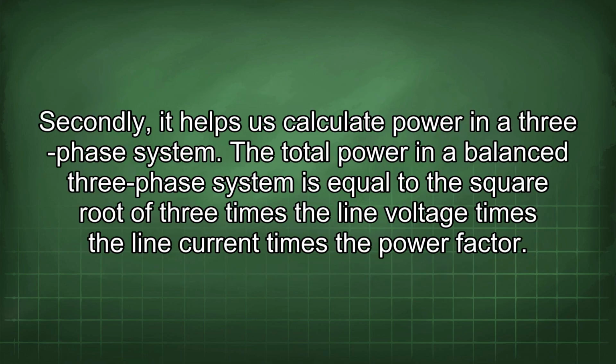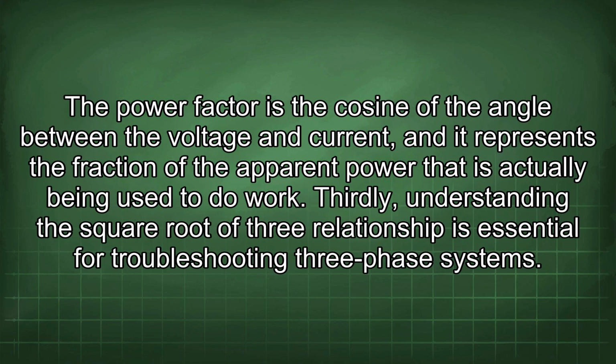Secondly, it helps us calculate power in a 3-phase system. The total power in a balanced 3-phase system is equal to the square root of 3 times the line voltage times the line current times the power factor. The power factor is the cosine of the angle between the voltage and current, and it represents the fraction of the apparent power that is actually being used to do work.